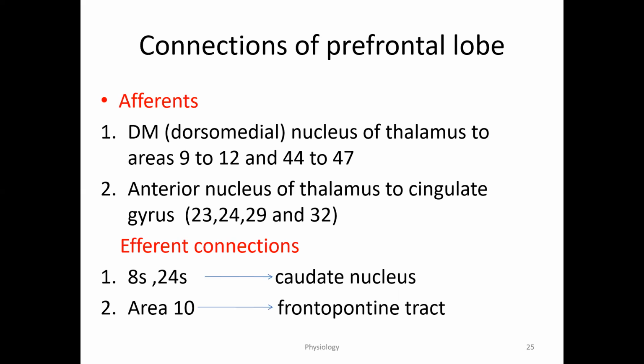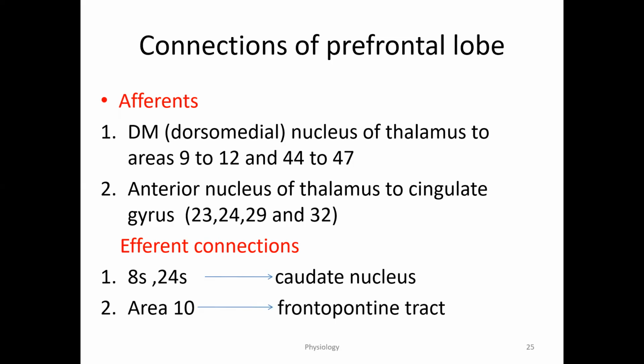What are the different connections present in the prefrontal lobe? Like in the case of the parietal lobe, where the thalamus sends the signal to the sensory cortex area, the same thing holds for the prefrontal lobe: there are different areas and it has different afferent and efferent connections. The afferent connections received by this prefrontal lobe are mainly from the nuclei of the thalamus, the dorsomedial and anterior nucleus of thalamus. But efferent connections are from this area, the motor cortex area, which sends motor information to other parts of the brain.